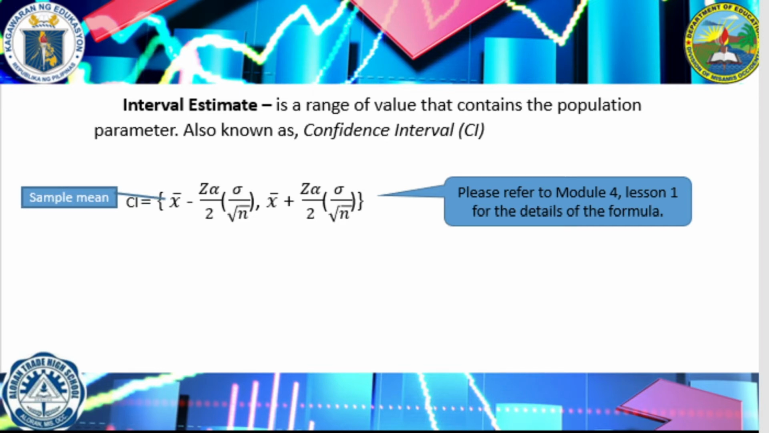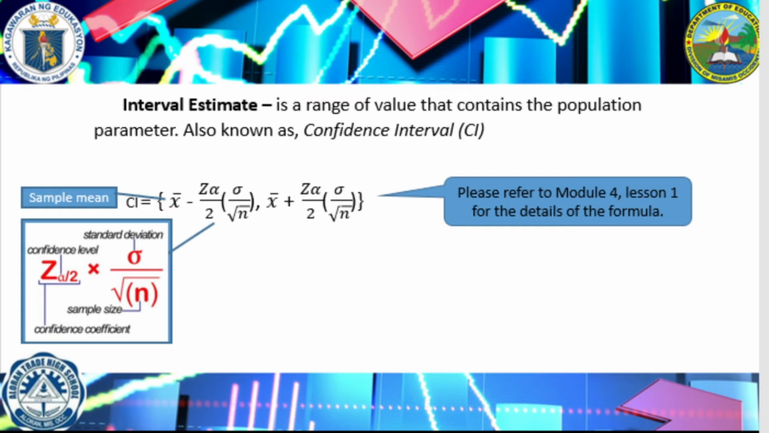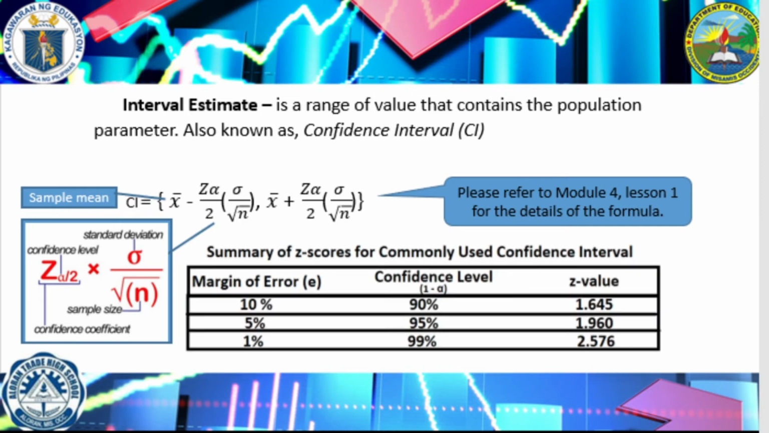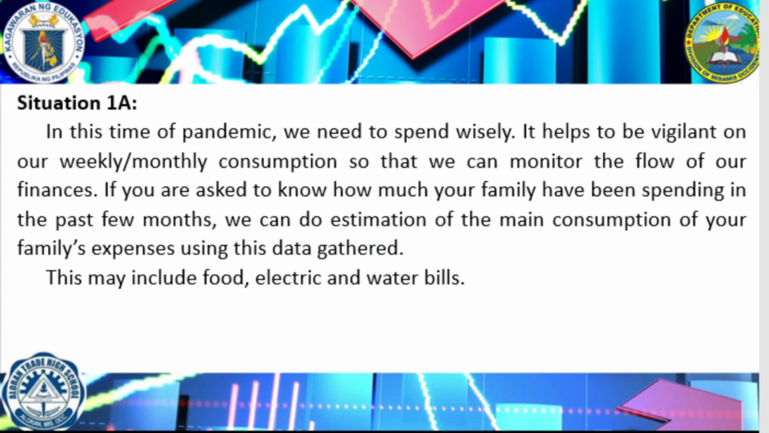Now, this part here is the sample mean, while this portion in the formula is where we find the standard deviation, the sample size, the confidence interval, and the confidence coefficient, which is the z-score. So again, I'm showing you the summary of z-scores for the commonly used confidence intervals that we shall be using in solving for the interval estimate. Take note that the z value here is the standard value for whatever confidence level that we have chosen. Now let us have the situation. Situation A.